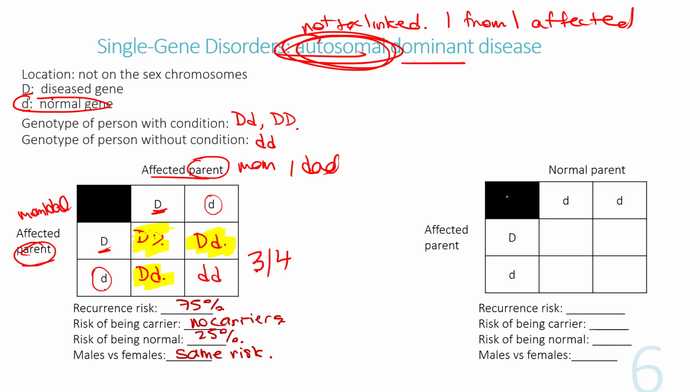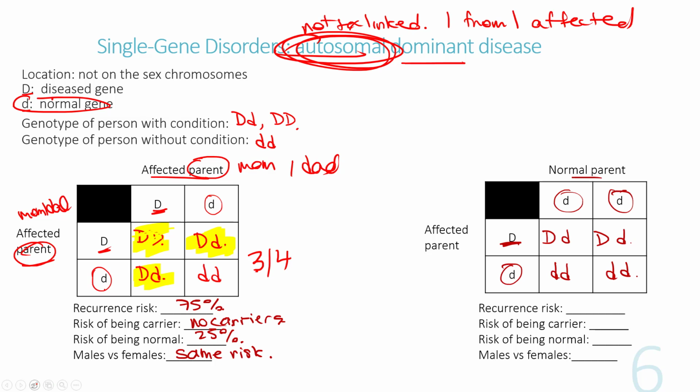So another condition, another instance is when you have a normal parent with 2 little d's and you have an affected parent with 1 affected gene and 1 little gene. So again, if child number 1 inherits big D from parent 1, inherits little d from parent 2, child number 2, again the same, big D from parent 1, little d from parent 2. Child number 3, little d from each parent, and child number 4, little d from each parent.